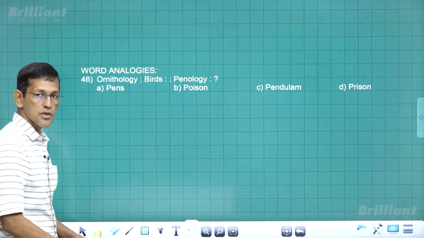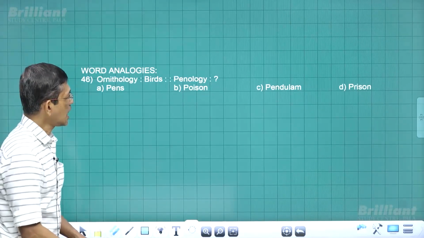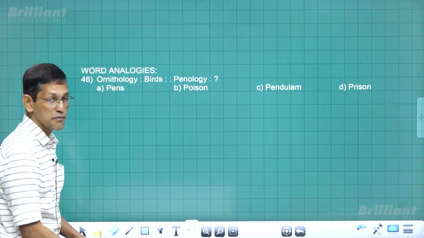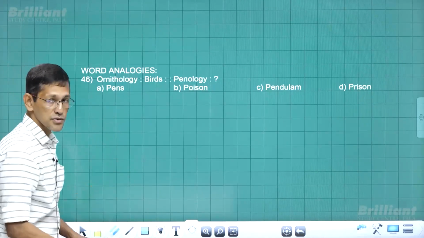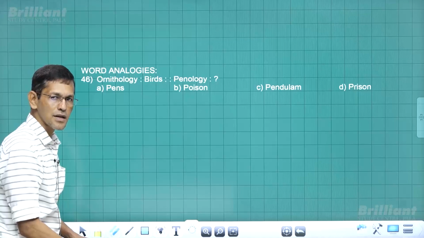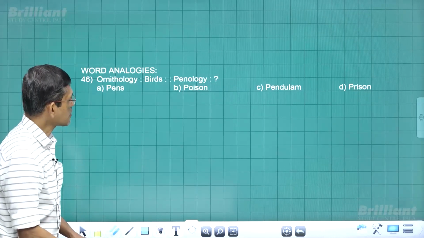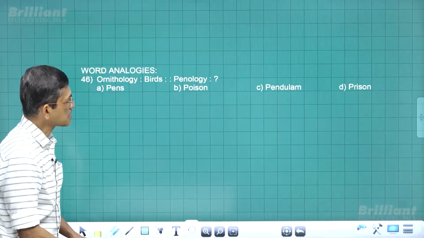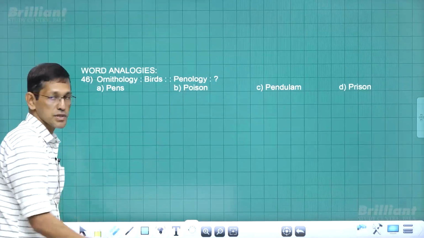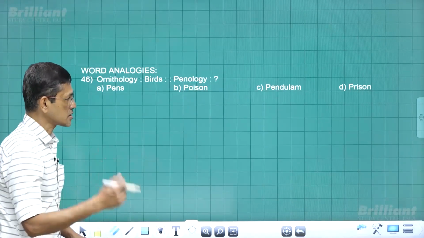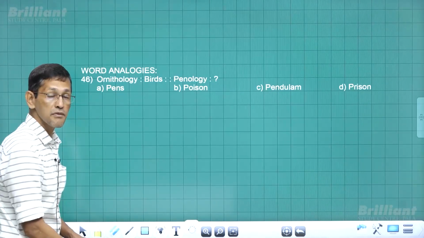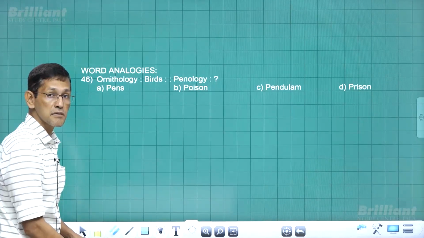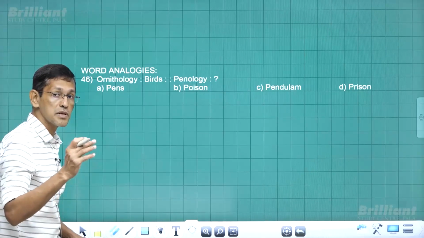Next one, word analogy. Ornithology is the study of birds. And penology is what? Study of pens? If it's a study of pens, yes, we have that answer choice here. Is that correct? Penology, is it the study of pens? Or the study of poison? That is toxicology, the study of poison. Then study of pendulums. Have you ever heard of that? An area which studies pendulums.